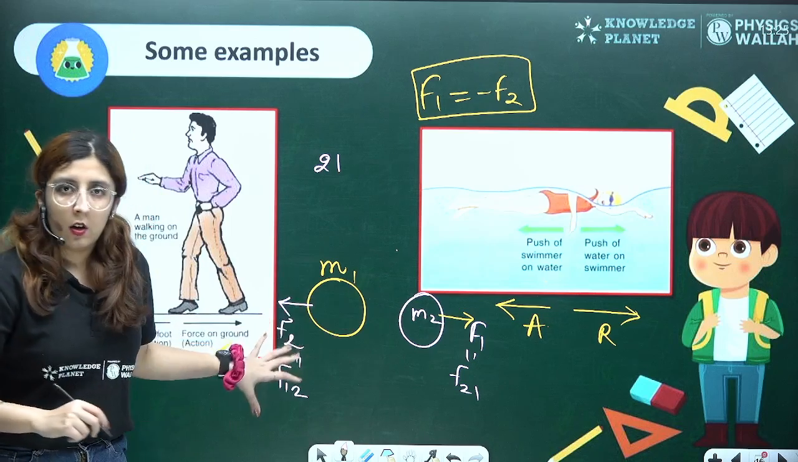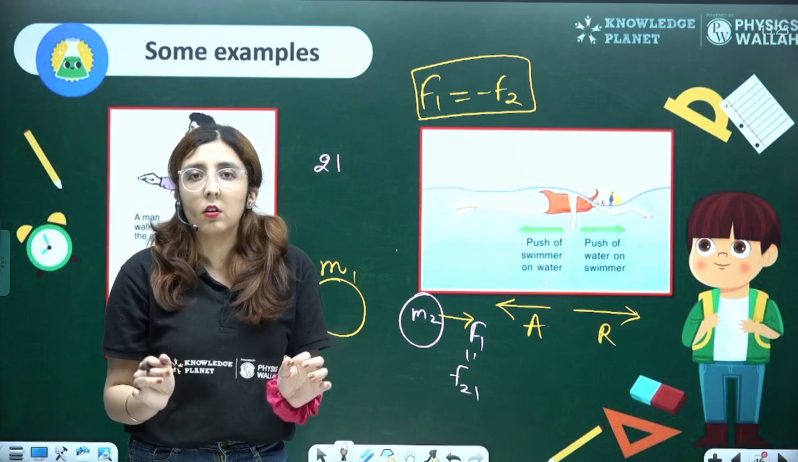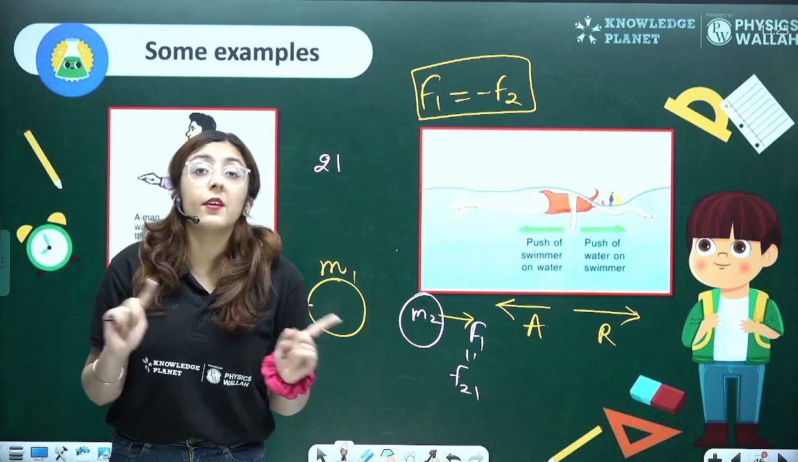Okay, right, action reaction pair. Moreover, there is no delay, that means then and there the thing will occur. Yeah, collinear, they will be in the same line. Moreover, of the same nature.